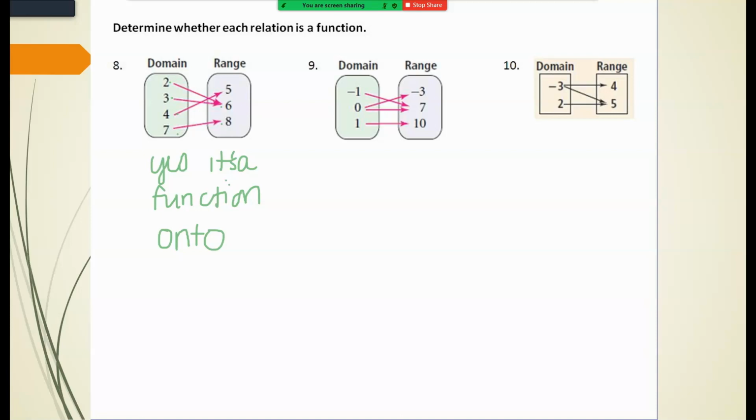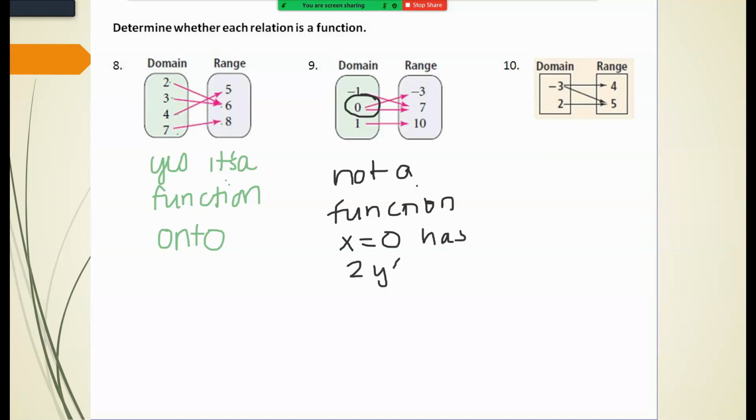This is not a function because x equals 0 has 2 y values. This would fail the vertical line test.